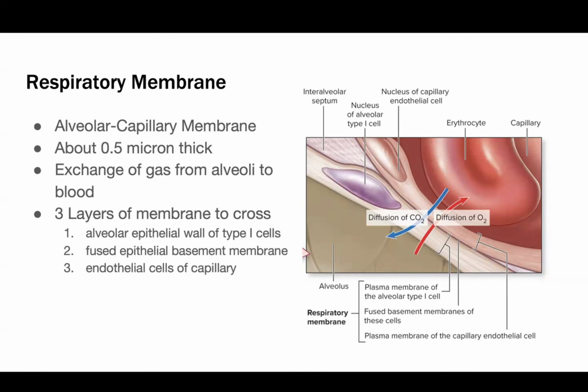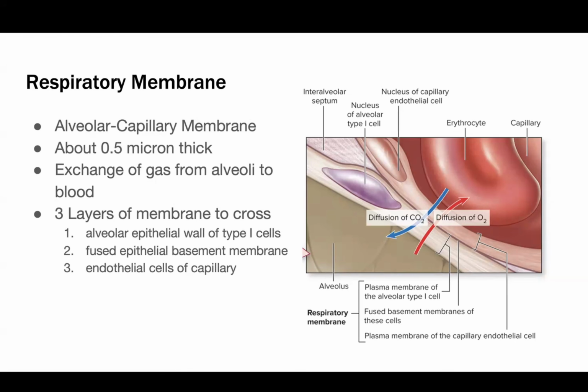The first one is your alveolar epithelia, specifically the wall of the cells. These are called type 1 cells. Don't worry, we're getting into the different cells soon. But that's the first layer that you're going to want to cross, the epithelial cells of your alveoli.